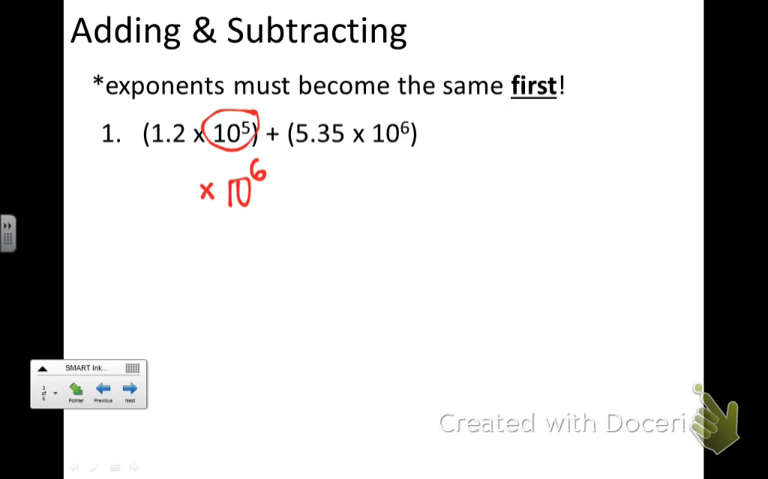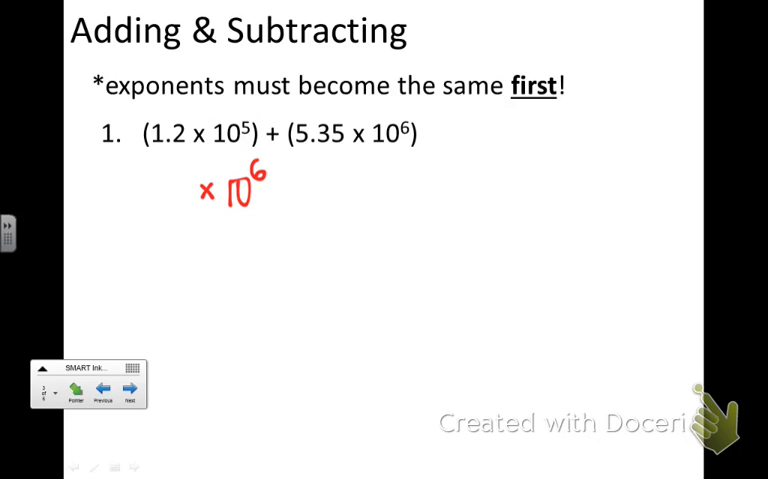And here's where a few of us messed up on our quiz. As a result of changing 10 to the 5th to 10 to the 6th, you got to realize which direction you're moving in. You can't think in terms of positive and negative. That's the bad way to think. Think in terms of space, direction. So I'm going to erase this circle here.